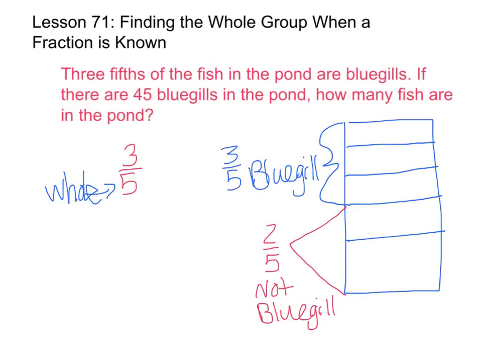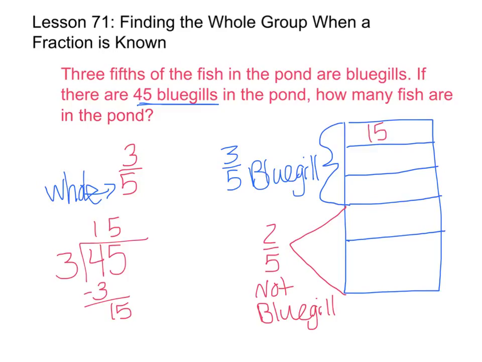This is 3/5. Now, we know that there are 45 bluegills total. They tell us right here that there are 45 bluegills. Therefore, in these 3 boxes right here, all 3 of them should add up to 45. So to find out what 1 is, we need to take 45 and divide it by 3. Three goes into 45, 15. So there's 15 fish in each box. So therefore, these boxes down here will also have 15.